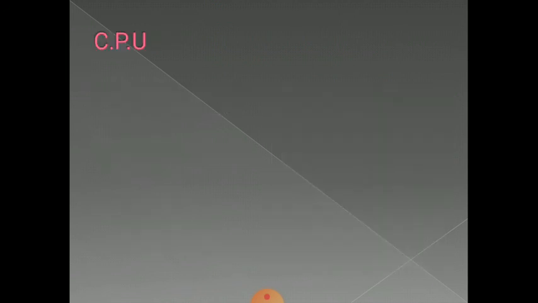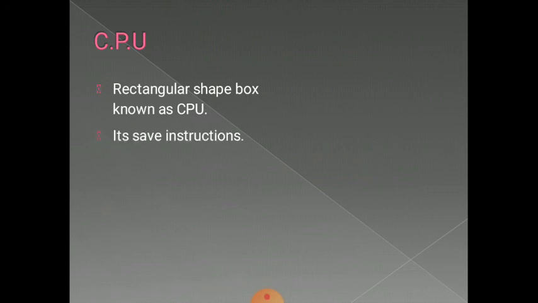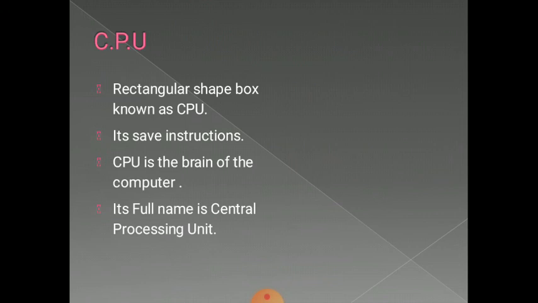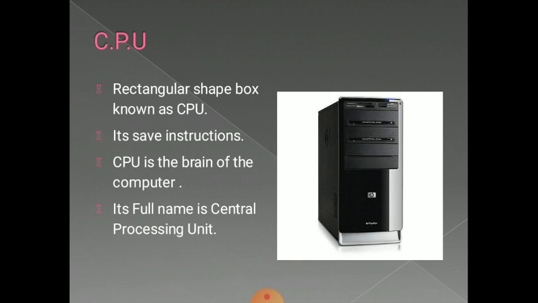Now the next one is CPU. CPU is the central processing unit, a rectangular shaped box known as the CPU. It saves instructions. CPU is the brain of the computer. The full name is central processing unit. Sometimes it's called the microprocessor or the processor. You can see the image of the CPU.